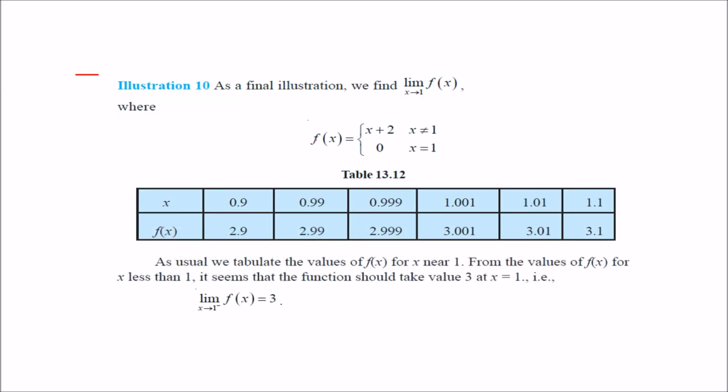One more illustration is there. f(x) is equal to x plus 2, where x not equal to 1, and 0 where x equal to 1. So you might be thinking that these two are different functions, so we will not get any limit because this is not continuous. But let us take values less than 1, all those values less than 1 and greater than 1, and place these values here. When you have x equal to 1, you are getting 0, but when you have x not equal to 1, you are getting x plus 2. So you are getting 2.999, 3.001, which are equal to 3. So it is actually giving you the value.